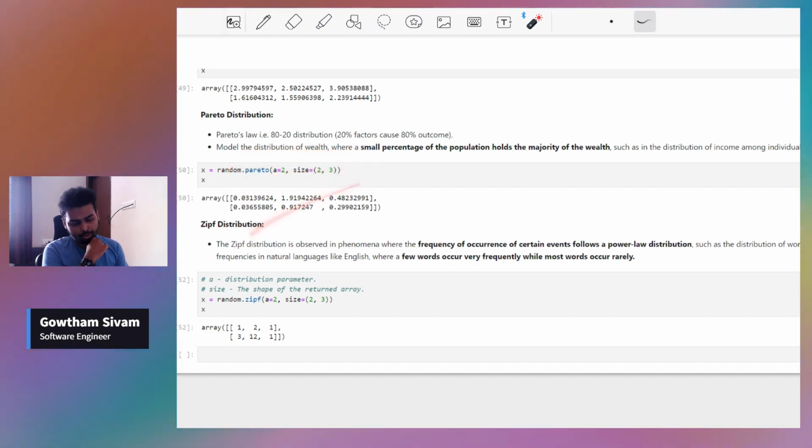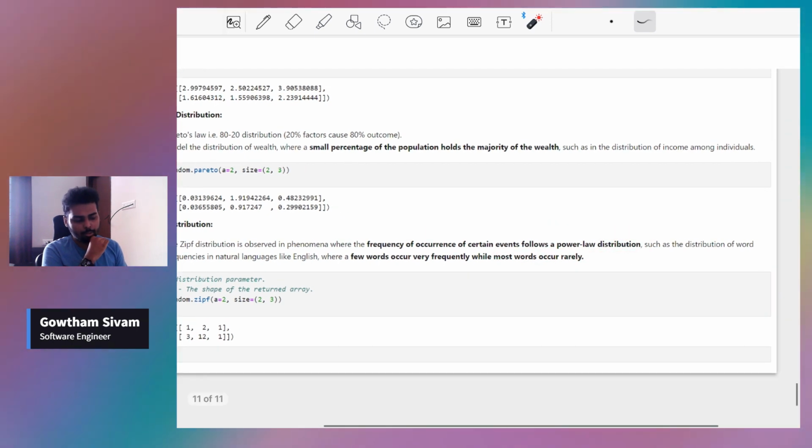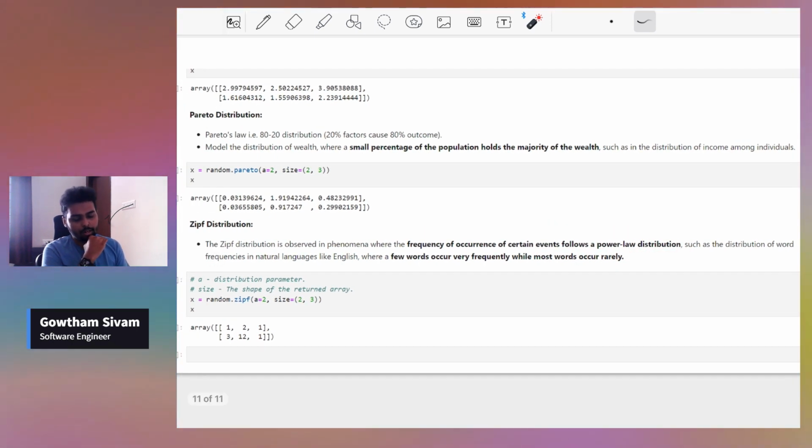Next is the Zipf distribution, observed in phenomena where the frequency of occurrence of certain events follows a power law distribution, such as the distribution of word frequencies in natural language like English, where a few words occur very frequently while most words occur very rarely. For example, stop words like 'in' and 'what' occur very frequently, because these are general conjunctions that we use in English to complete a sentence, right?